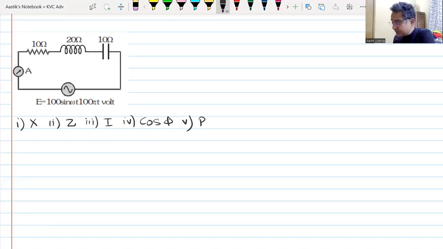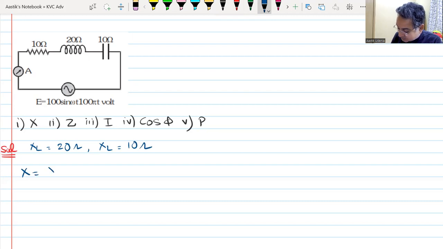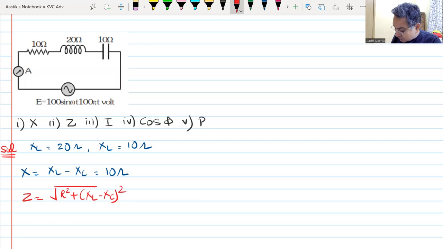I hope you were able to do this. Let us start. How are we supposed to find this? XL is given as 20 ohms. XC is given as 10 ohms. So the reactance of this circuit, X, you can call it as XL minus XC. Here XL is greater than XC. That becomes 10 ohms. That is the answer for the first part. To find out the impedance of this circuit Z, you just have to find out the square root of R square plus XL minus XC whole squared. It's very simple. Z will become, R is equal to 10, XL minus XC is also coming as 10. This becomes 10 root 2. I hope all of you have got these answers.